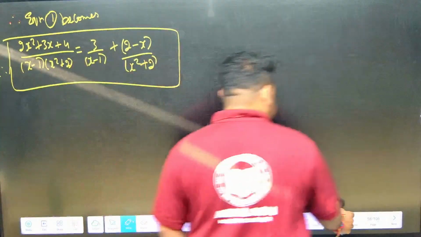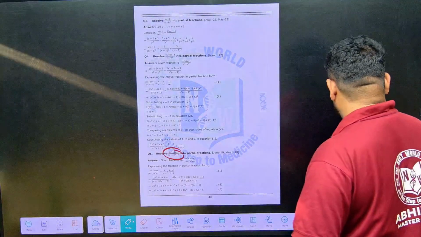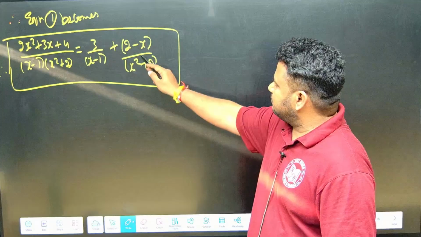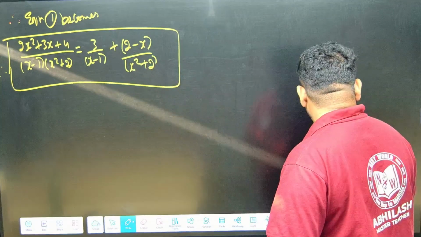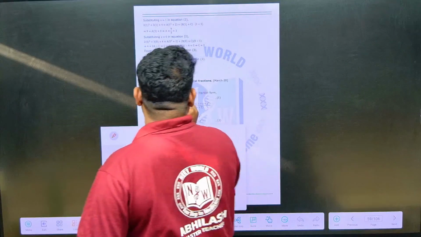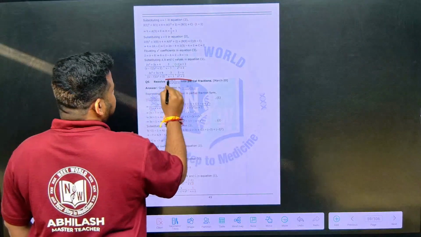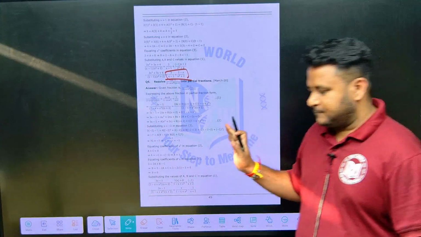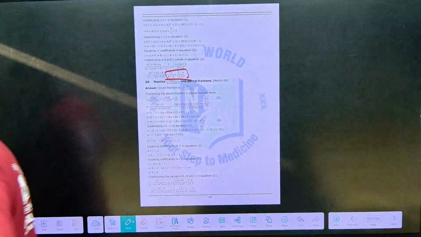If you want, you can check the solution here in the book also. See here, this is the question we were solving. What we got is 3 by x minus 1 plus 2 minus x by x square plus 2. What is the answer given in the booklet? Here also we have 3 by x minus 1 plus 2 minus x by x square plus 2. That's it. This is the way we have to solve this question, friends. Clear? Fine. Let us move to the next question.